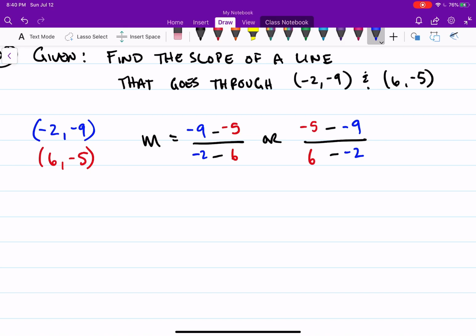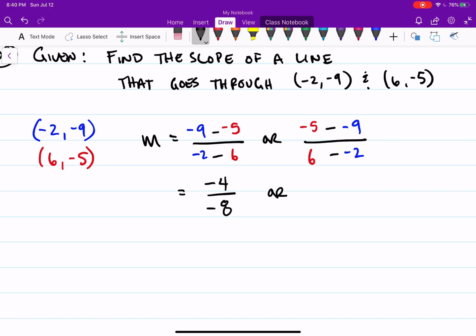Okay? So the one on the left is going to give you -9 minus a -5. Minus a -5 means plus 5. So -9 plus 5 is going to give you -4 over -2 minus 6, which is going to give you a -8.